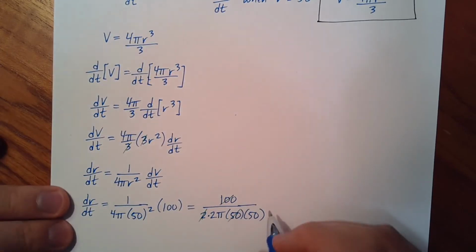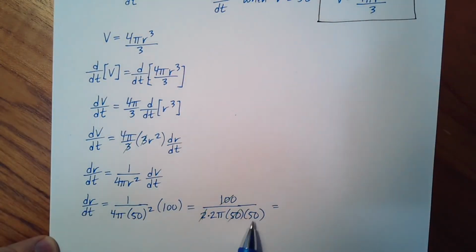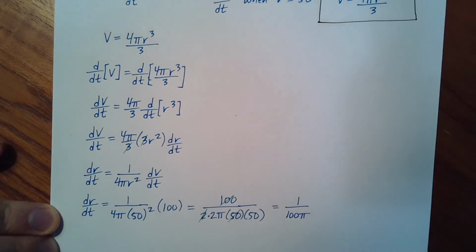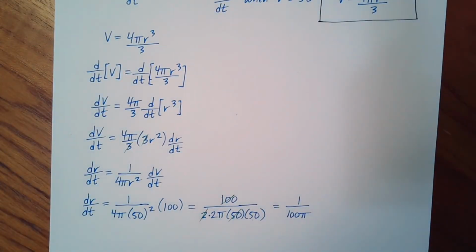And what you'll be left with, well, there's still 150 left, and there's that 2 left. So 2 times 50 is 100, so you're really going to have 1 over 100 pi. And, well, what are the units going to be in now?